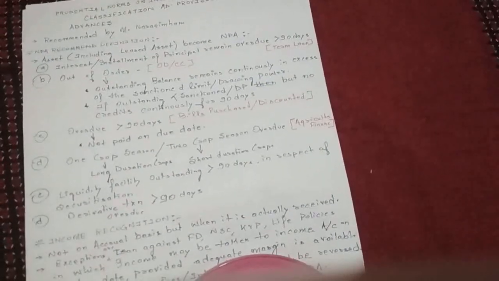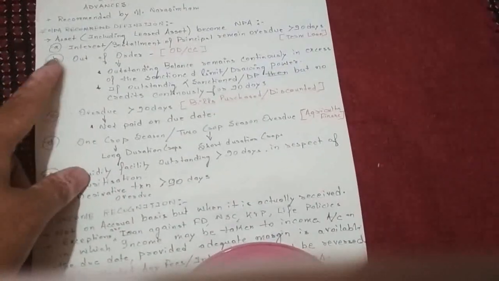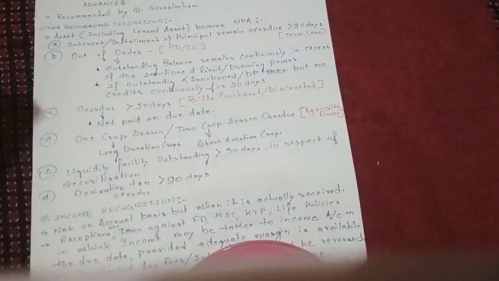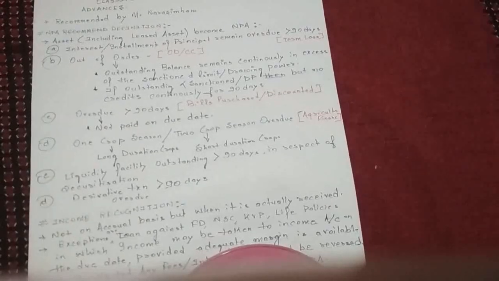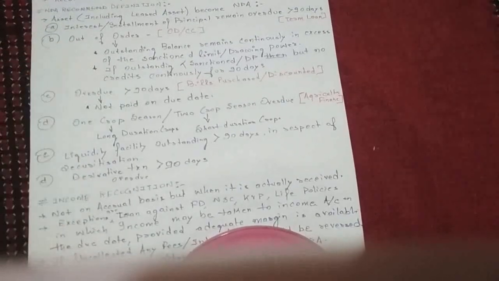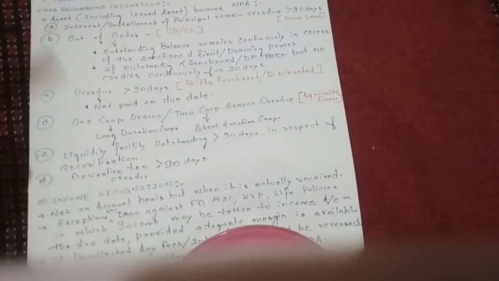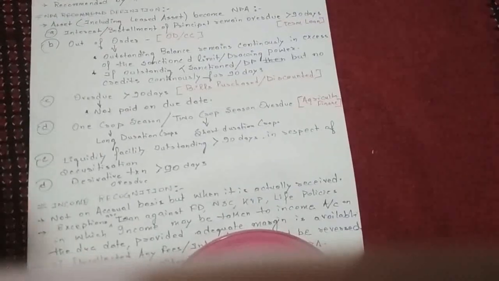But the NPA definition differs from loan to loan. Now we will see which loan has which definition. First, the term loan: the interest or installment of principal remains overdue for greater than 90 days. This is greater than 90 days. Now for the OD and OCC, what is the definition of non-performing assets? We could say the asset starts becoming non-performing when it becomes out of order. Now what is out of order?